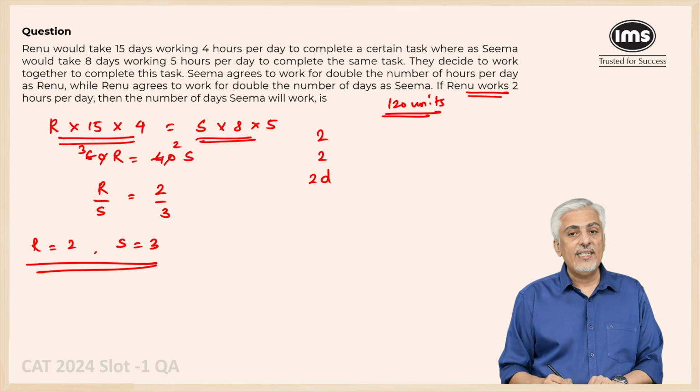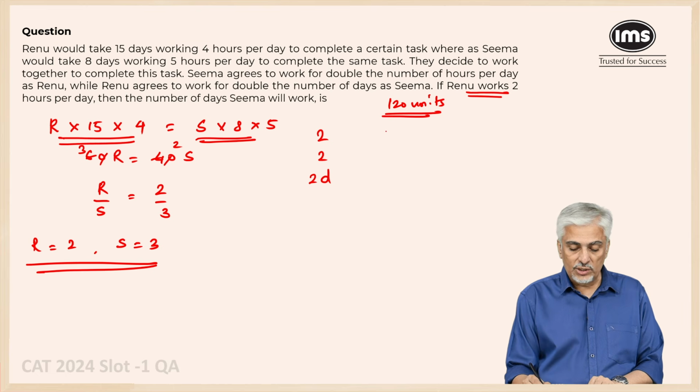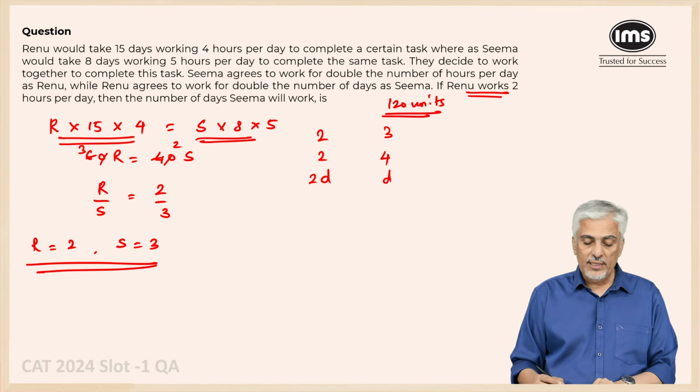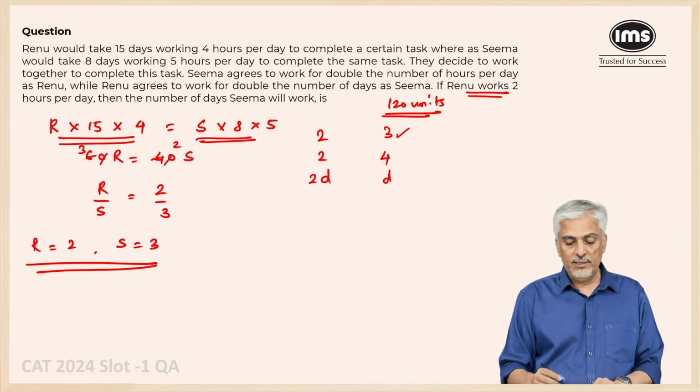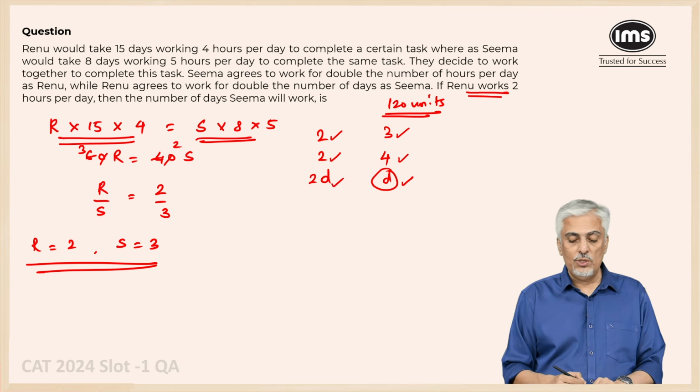Right? 2D days, while Seema will do how much? 3 units per hour. Seema agrees to work for double the number of hours, so she'll work for 4 hours for D days. Let's go through this properly. Seema is working for 3 units per hour. She's working for 4 hours per day for D days, and this is what we want to find at the end. Renu will do 2 units per hour, 2 hours per day for 2D days, and this total work has to be equal to 120.